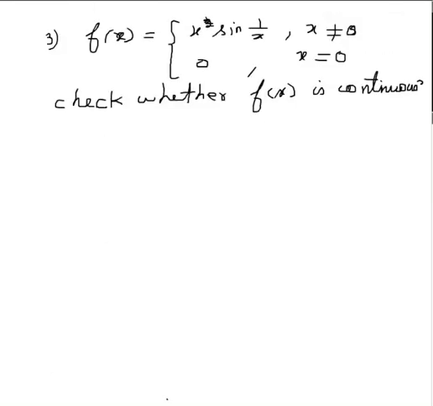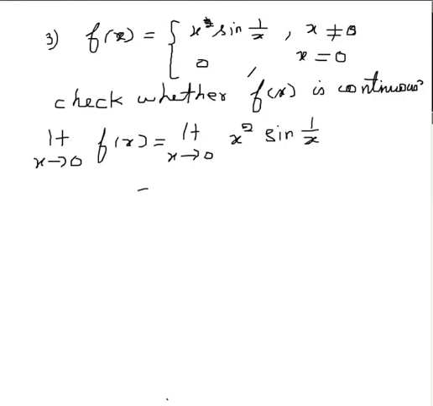Next question. f of x is equal to x square into sine 1 by x when x is not equal to 0, and 0 when x is equal to 0. Check whether f of x is continuous or not. We can combine LHL and RHL as x tending to 0. Even if you do separately, you will get the same answer. x square into sine of 1 by x is a product of two functions. I can apply the limits separately.